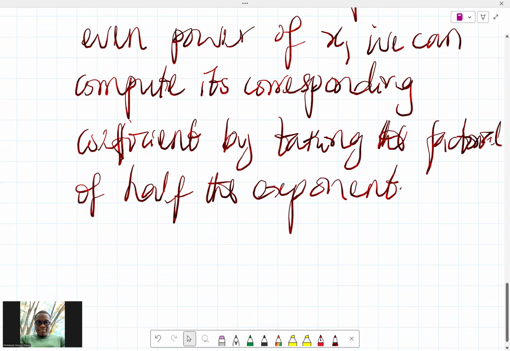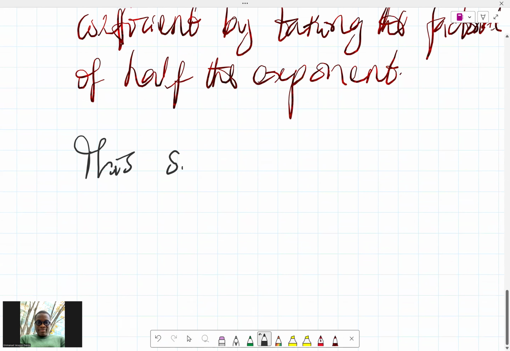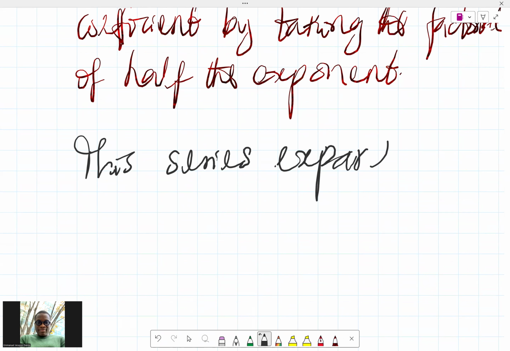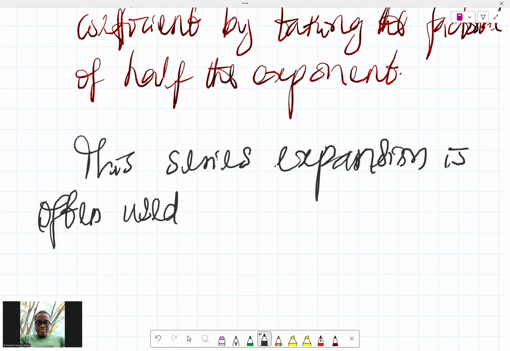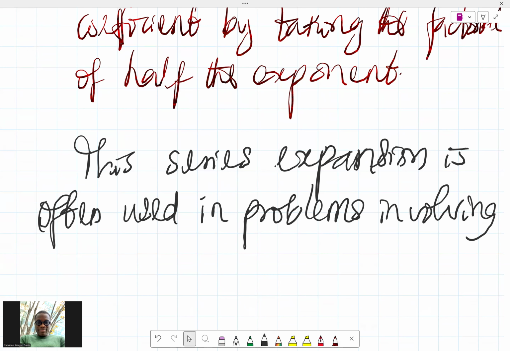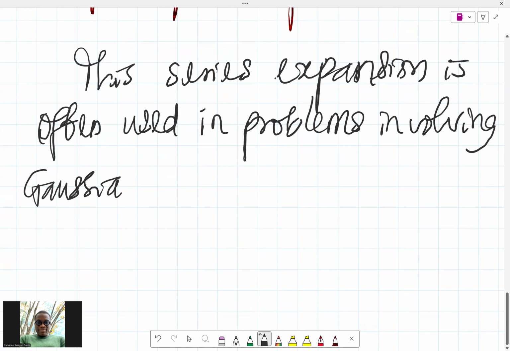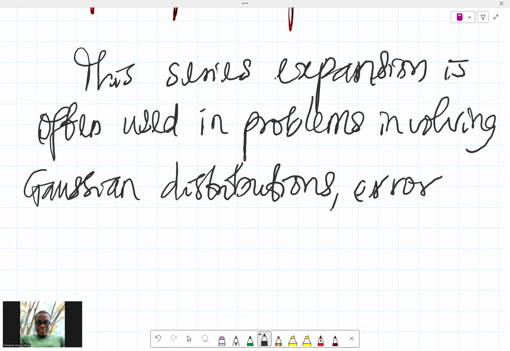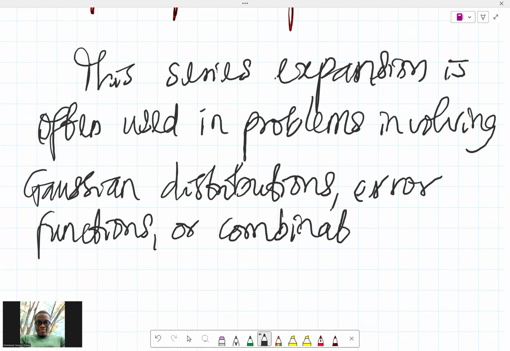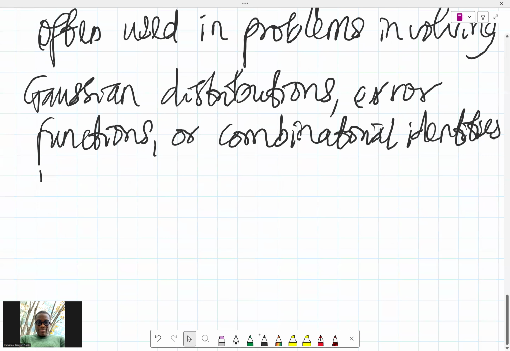To crown this, this series expansion is often used in problems involving Gaussian distributions, error functions, or combinatorial identities related to binomial expansions or series summation.